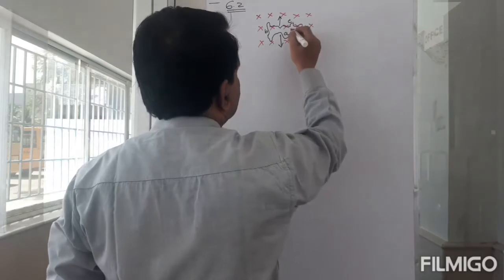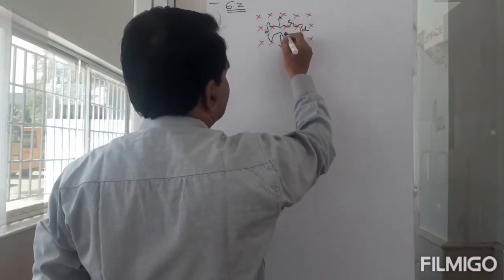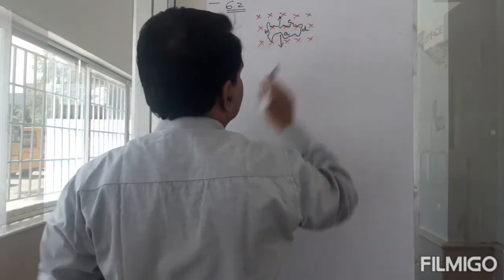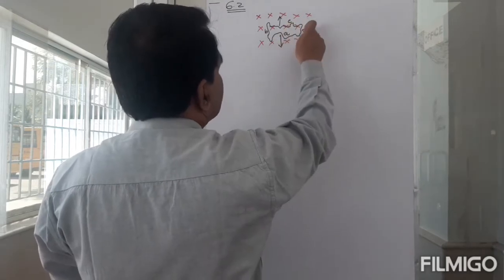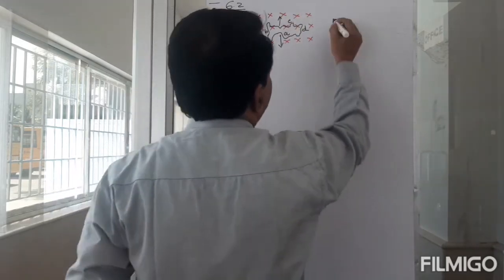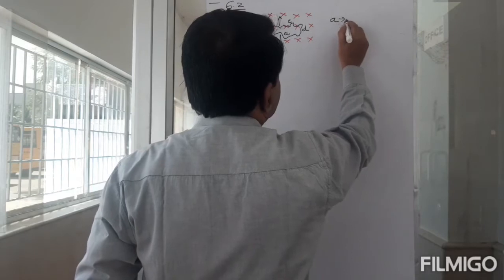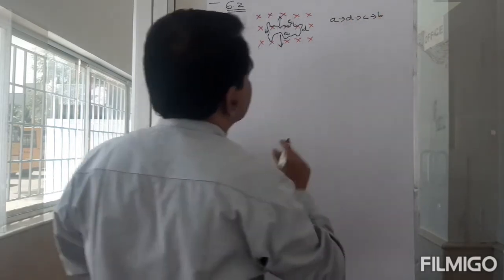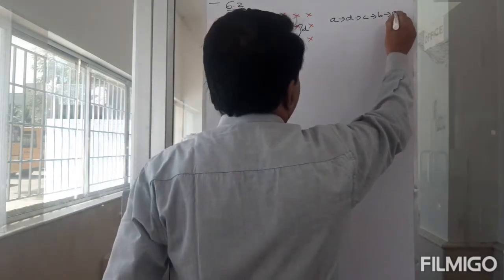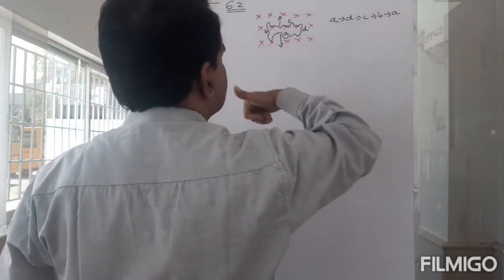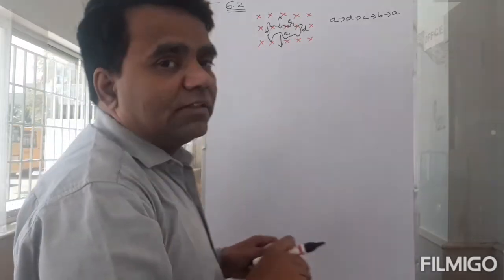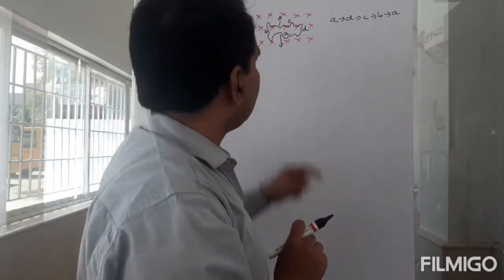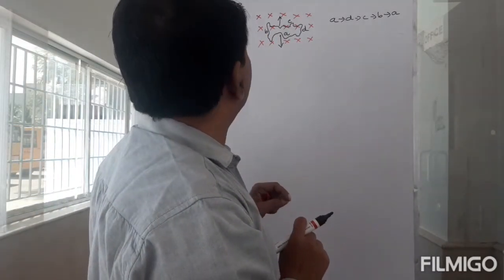So the direction of the current would be, if I take A as a starting point, A, D, C, B. A to D to C to B to A again. Okay. So this is the direction of the current that is flowing in this.